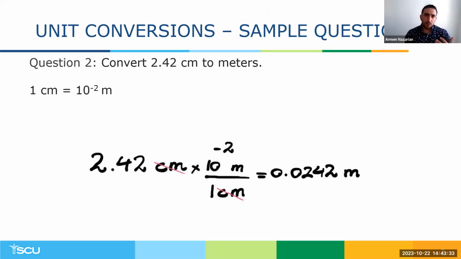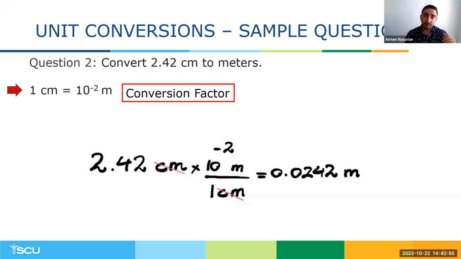How do we convert one unit to the other? Well, for every unit conversion, you need a conversion factor. It's the equation that connects the undesired unit to the desirable unit. For example, in this question, we're converting centimeters to meters. What is the relationship between the two? 1 centimeter is 10 to negative 2 meters. That is the conversion factor.